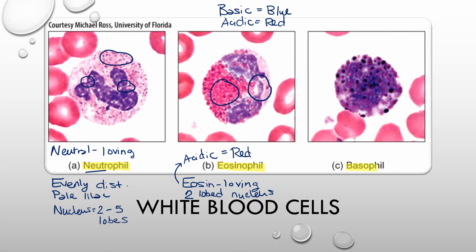Then is the basophil, which is the final granular leukocyte. We have 3 granular leukocytes. And these granules are variable in size. They don't really have a uniform size. They're all different sizes.